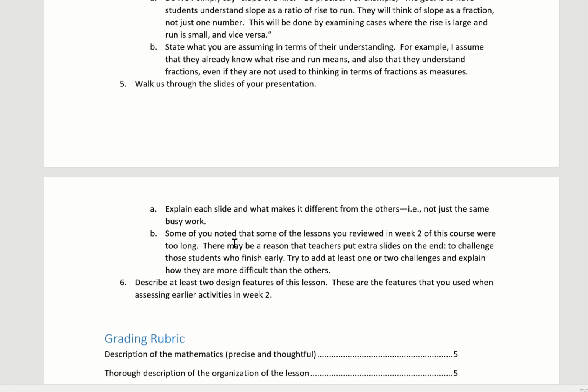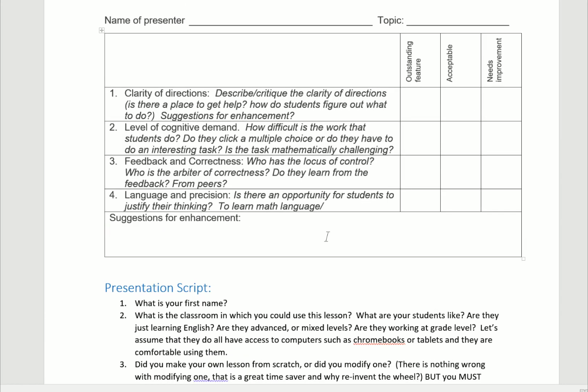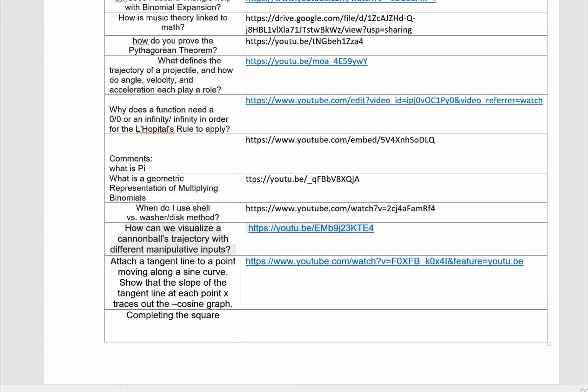All right. So then finally, I want you to describe at least 2 design features of your lesson. We've already talked about design features. You can go back and find that list that you used, and that will be important when you're presenting your lessons.